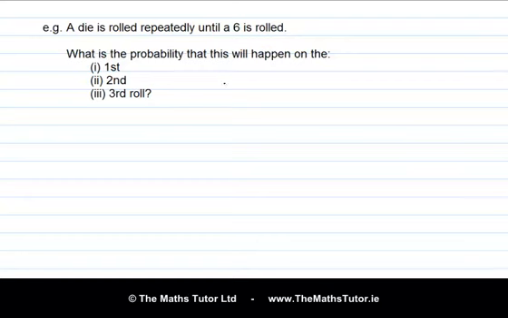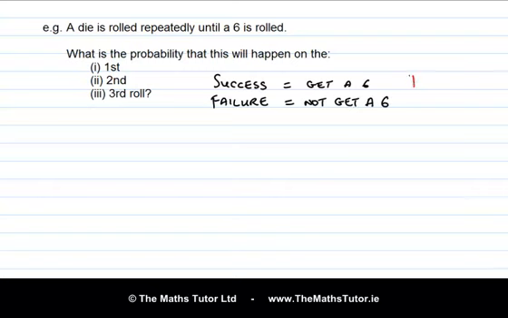First of all, let's define what success is in this case, and let's figure out the probability of success. So success is getting a 6. Failure is not getting a 6. What's the probability of success? Well, it's 1 out of 6. There's one way of getting a 6 when we roll a die, 1 out of 6 outcomes. So the probability is 1 over 6. Probability of failure, well, there are 5 ways of failing, so it's 5 out of 6.